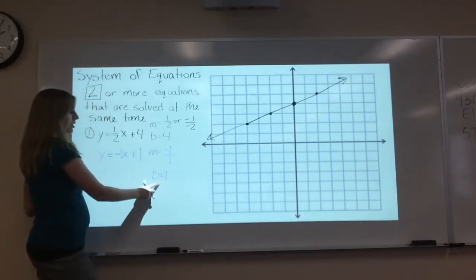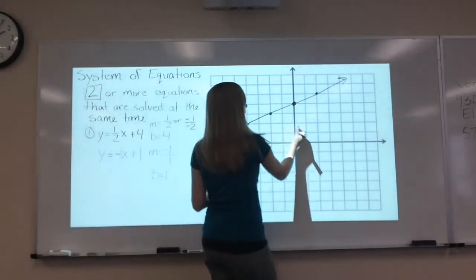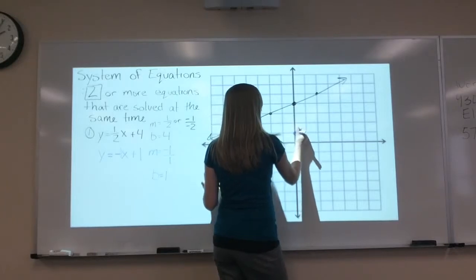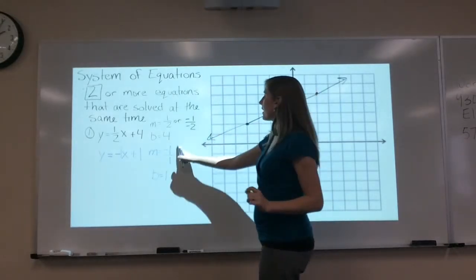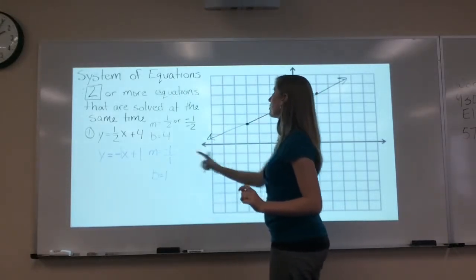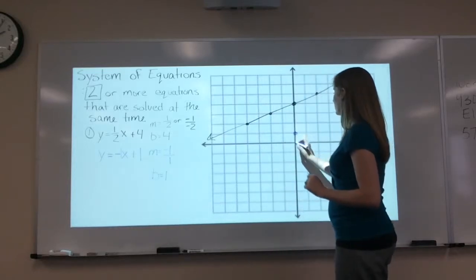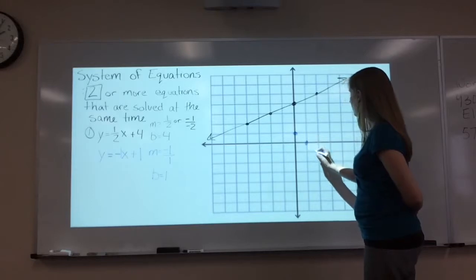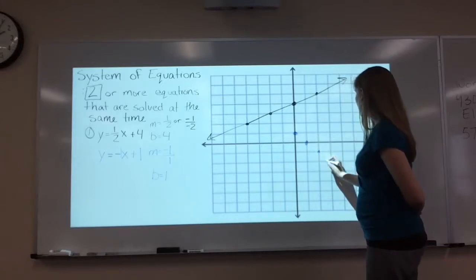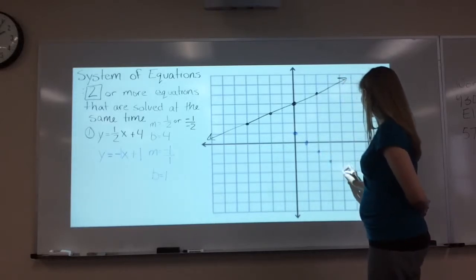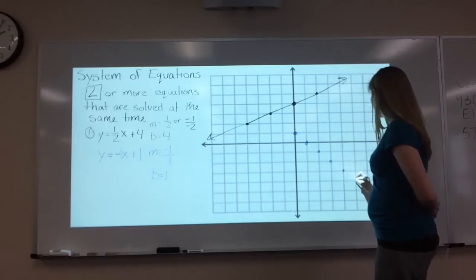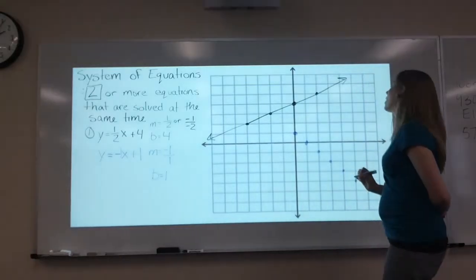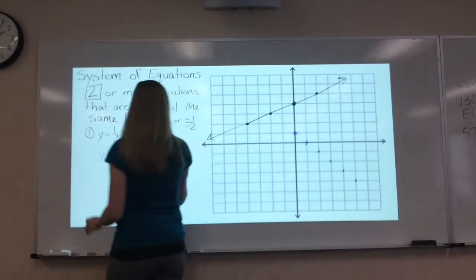So to graph this, start with the y-intercept, go up to positive 1, put a point. From there, I use my slope, negative 1, positive 1, so that means go down 1 to the right 1, put a point, down 1, right 1, down 1, right 1, and so forth through the graph. We can also do the opposite here.